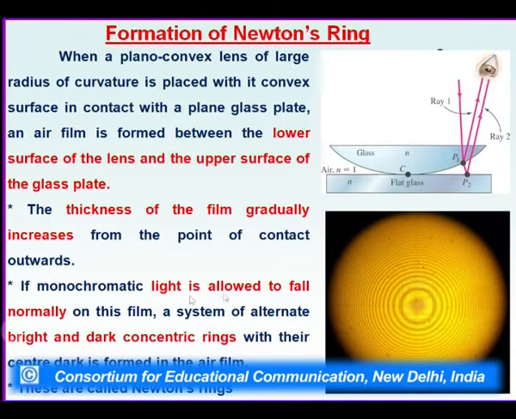If monochromatic light is allowed to fall normally on this film, as I already discussed, a system of alternate bright and dark concentric rings with a central dark spot is formed in the air film. In this diagram, this is the central dark, and this is the dark ring, this is bright, dark, bright and dark. This interference pattern we get through the Newton's ring experiment. These rings are called the Newton's rings.